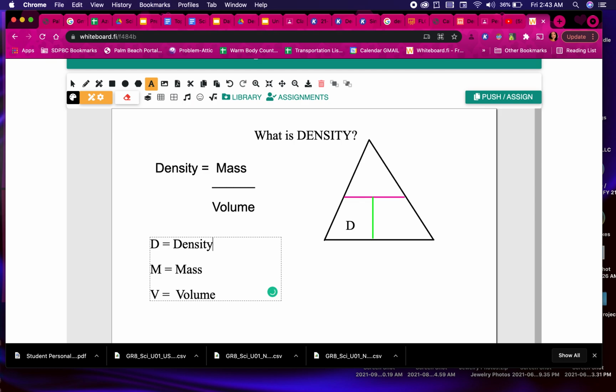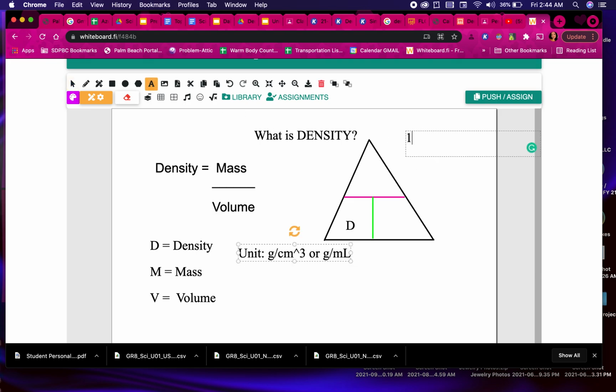Now, when it comes to the unit of density, I'll do those in pink. So units of density would be grams over centimeters cubed, which you would have to raise, so normally we'll put a little dash like that. Or you can have grams over milliliters. The reason why is because 1 centimeter cubed is identical to saying 1 milliliter.